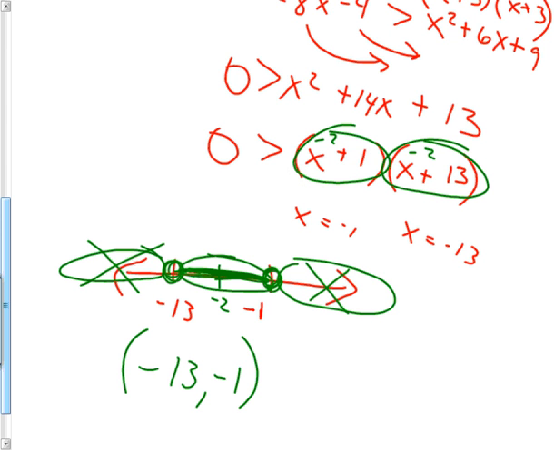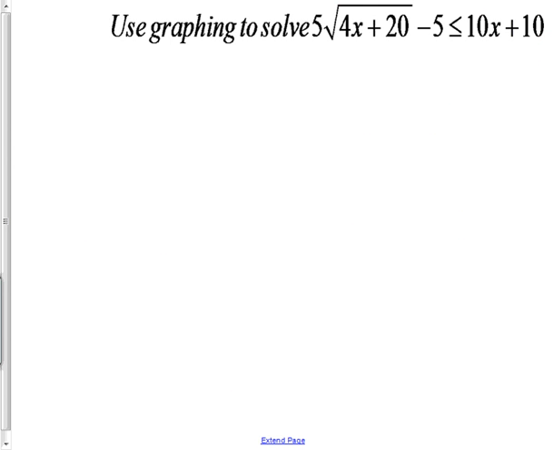Any questions on that one? Okay, so let's try some more kinds of problems that you might have trouble with. This one says use graphing. That means you specifically have to graph it to solve it. So grab a graphing calculator. If you have to borrow mine, make it fast.